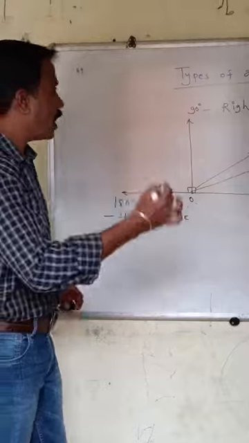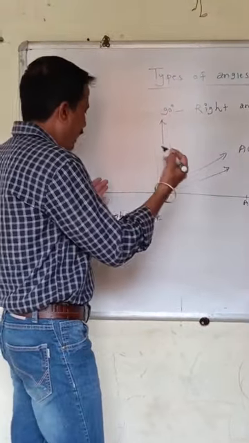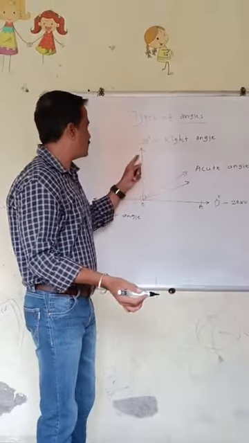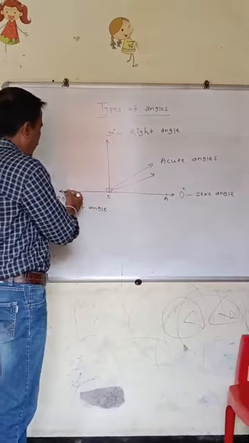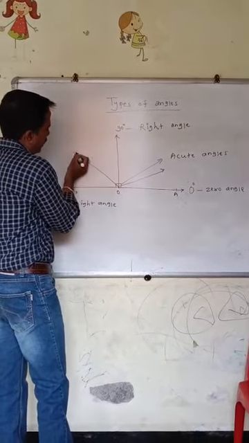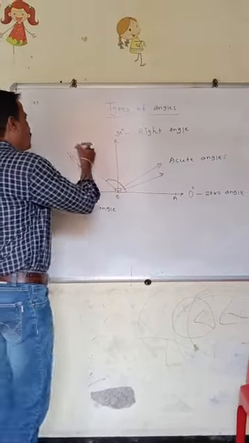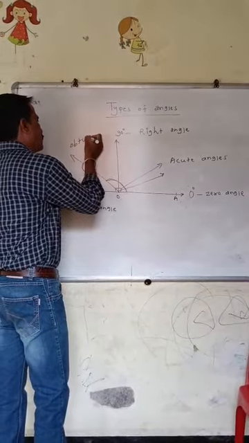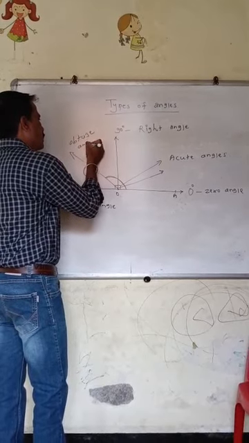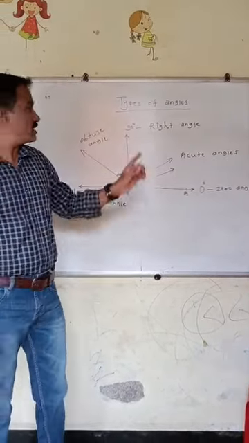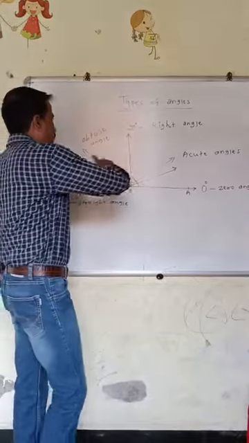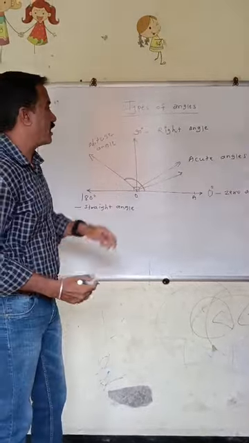Again there are number of angles whose measure is greater than 90 degree and less than 180 degree, like this angle. Such angles are called obtuse angle. Angle whose measure is greater than 90 degree but less than 180 degree is called obtuse angle.